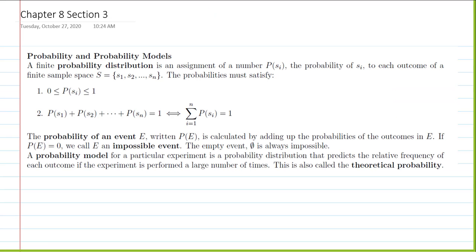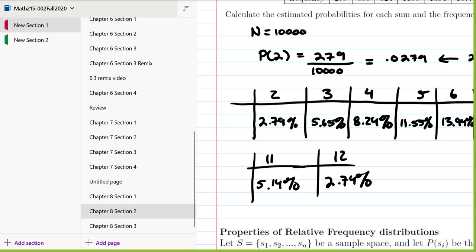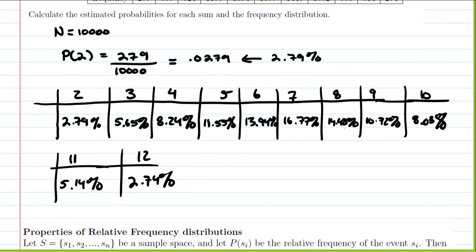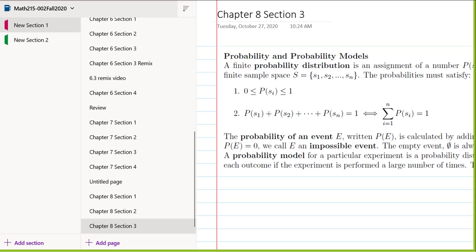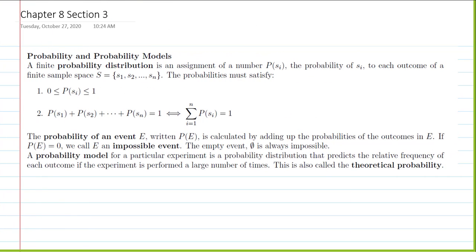So these two properties, that the probability of an event has to be bigger than 0 and less than 1, and that the sum of all the probabilities has to equal 1, that was the same thing that we were doing back in 8.2. If we added up all of these percentages, they had to add up to 1, and the probability of any one event happening had to be less than 100% and greater than 0. So we've taken those same principles and we're going to apply them to our probability distributions.